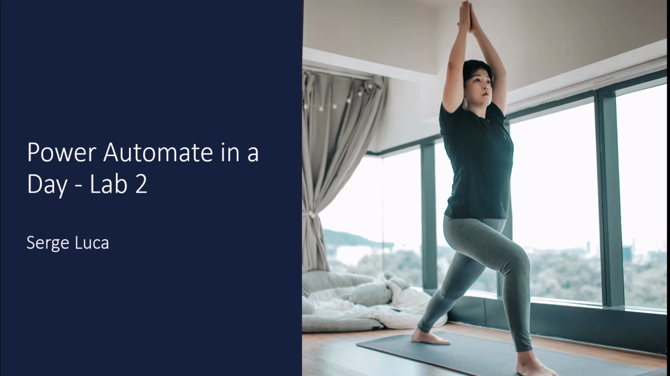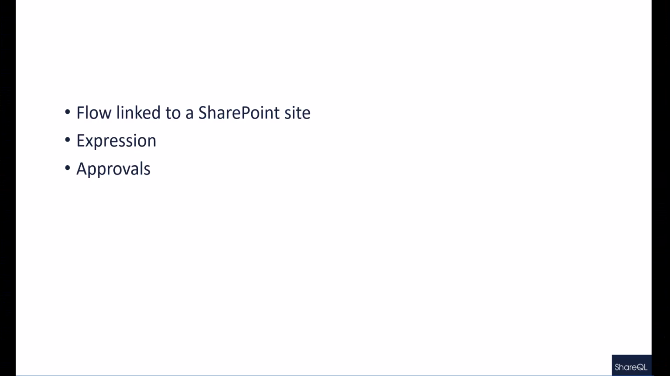All right, welcome to this second exercise on Power Automate in a day. What we're going to do is create a flow linked to a SharePoint site. We'll create more expressions and we will focus on approval. This is what you will achieve in this exercise.